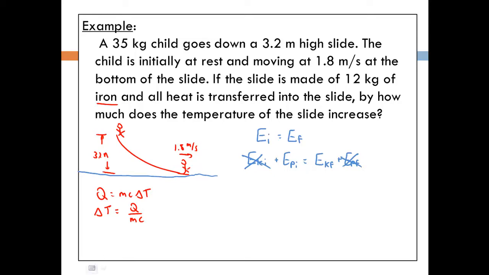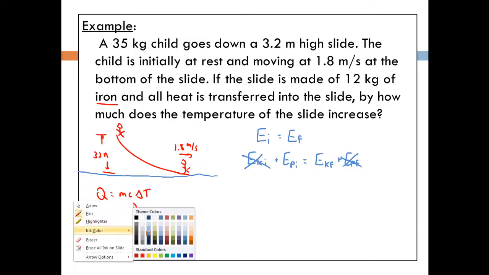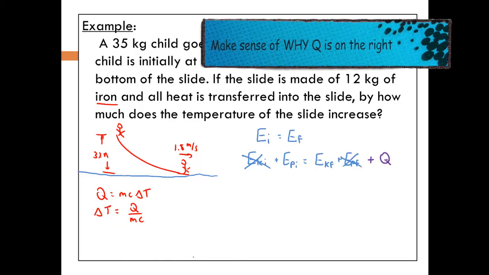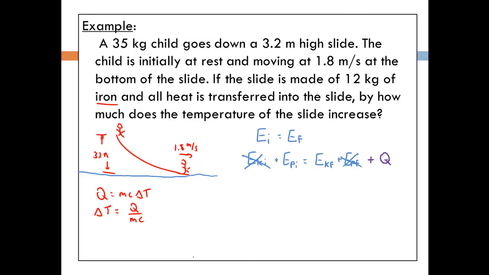However, there's something different that we're going to add in here, and I'm going to go ahead and do it in a different pen color. Let's go ahead with fancy purple. And that's this idea that this time in the system, we're going to generate some heat. And if you think about this, really that makes a lot of sense, is that we're taking the initial potential energy and we're converting it into some kinetic energy, but also some heat. The slide heats up because we've gone down it.